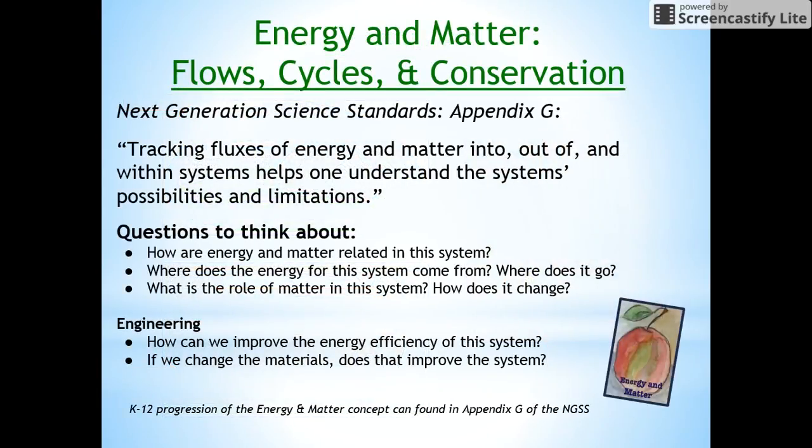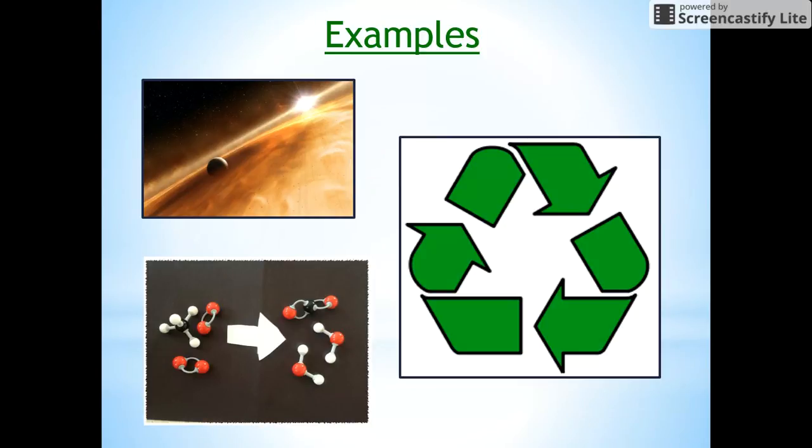Energy and matter. Energy and matter change forms but are not created or destroyed. Energy flows and matter cycles through the natural system. Tracking fluxes of energy and matter into, out of, and within systems helps to understand the system's possibilities and limitations. Let's take a look at several examples.